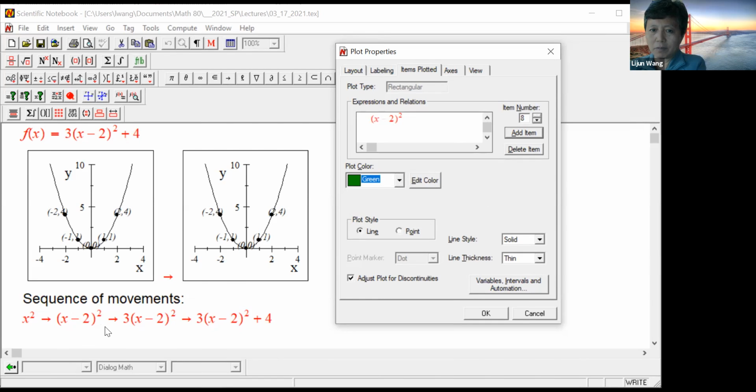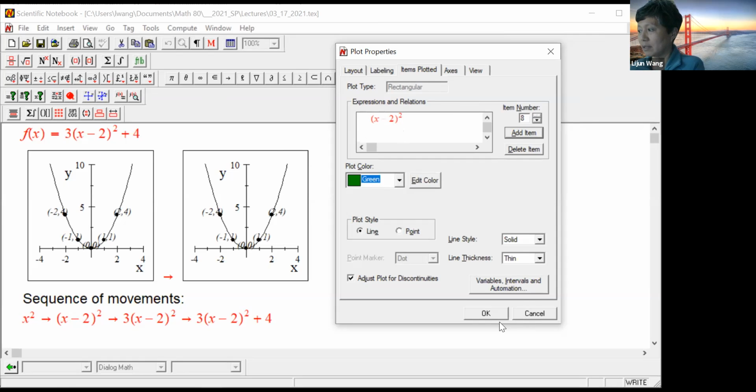Could I see some feedback? Could I see some educated guess? No one says anything. Some people have left. Okay. If you guess it's going to be shifted horizontally to the right by 2 units, you're right.